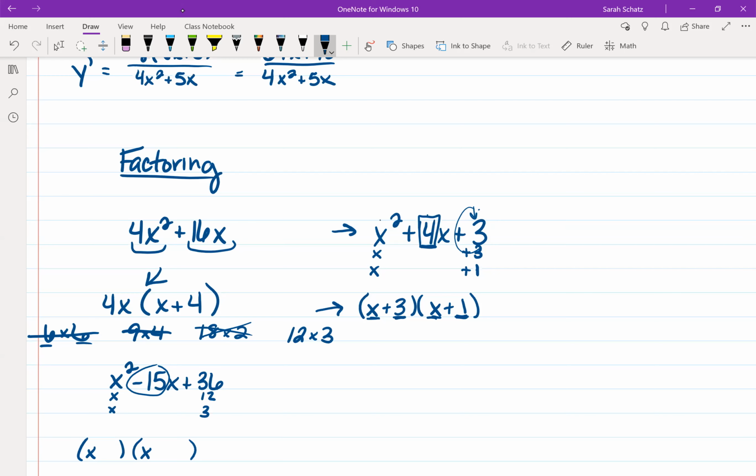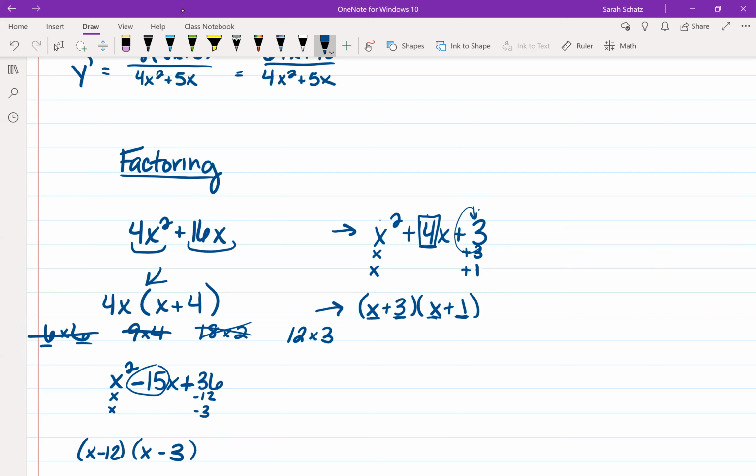Here's the problem. 12 plus 3 is definitely 15, but what I'm looking for is a negative 15. How do I accomplish this? Well, if I had negative 12 plus negative 3, that would make negative 15, right? And just confirm your signage, negative 12 times negative 3 does equal positive 36. So you guys notice because they're both negative, it's going to be x minus 12 and x minus 3. So our signs matter too.